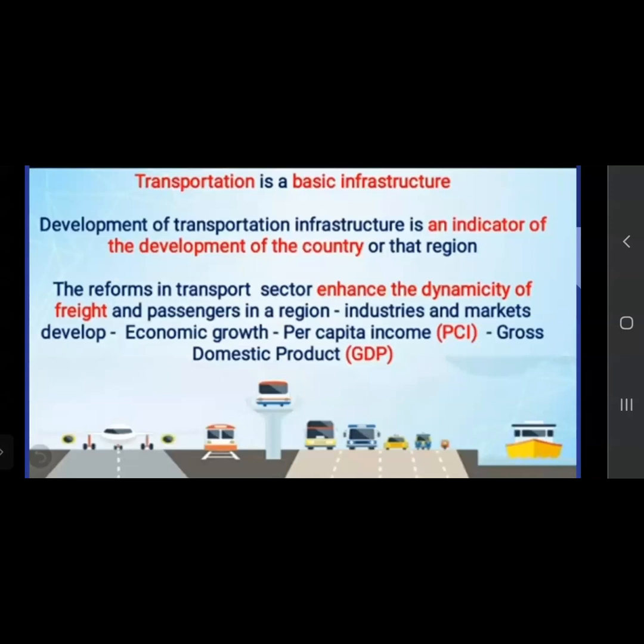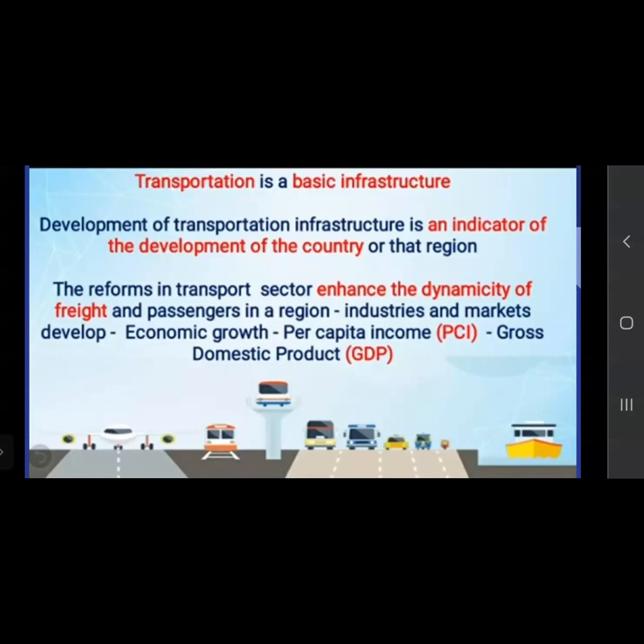Development of transportation infrastructure is an indicator of the development of the country or that region. Okay, so development of transportation infrastructure means what? Infrastructure means construction, that is the construction of roads, the railway networks, then the construction of airports, and all this is the transportation infrastructure. So development of this infrastructure is an indicator of the development of the country, meaning how good it is. Where the transportation infrastructure is very well developed, that shows that the country, or that particular region, is very well developed.